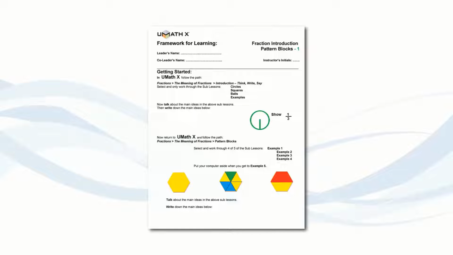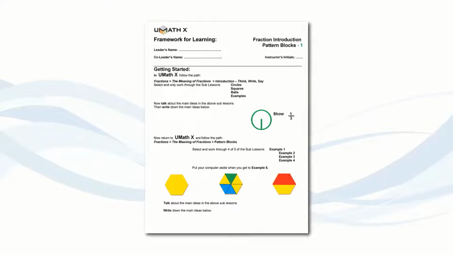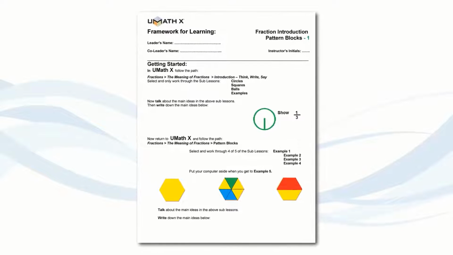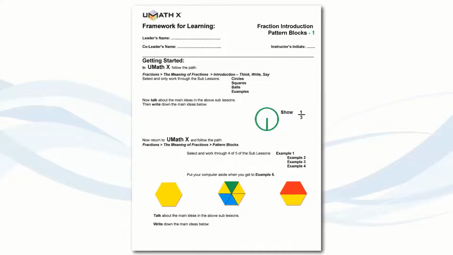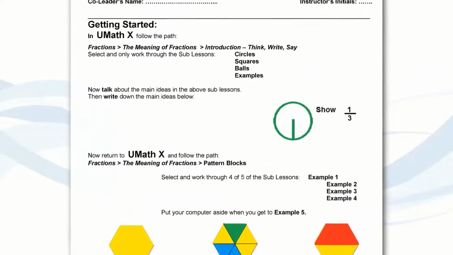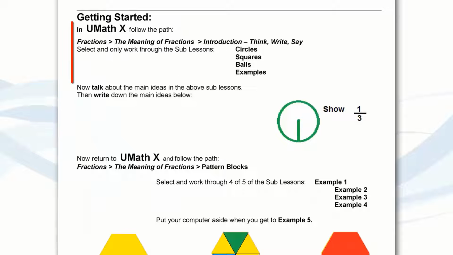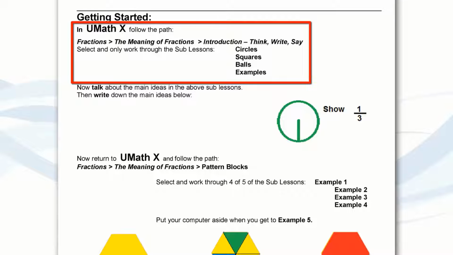Finally, the frameworks for learning are written for the UmathX menu so any learner in the world can use them. Students are directed by frameworks to various lessons within the program, but can be accessed using any of the menus. For example, in the first framework we looked at, the Getting Started section directs the student to the UmathX lesson, Introduction, Think, Write, Say, using the UmathX menu.